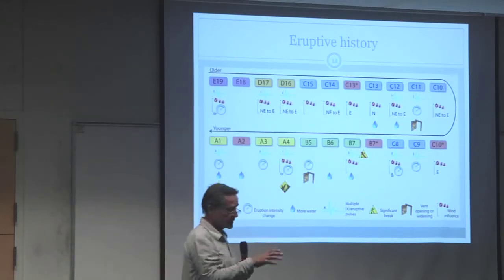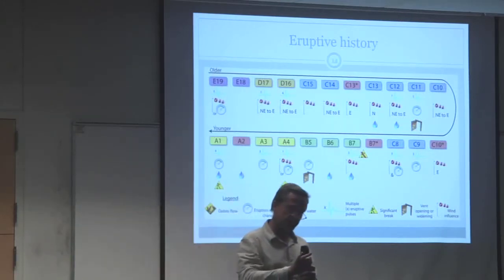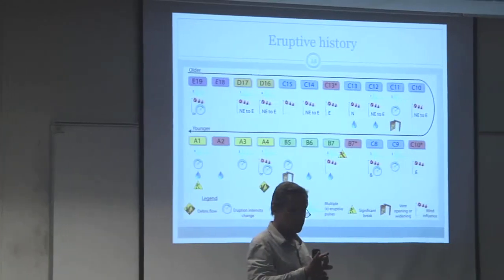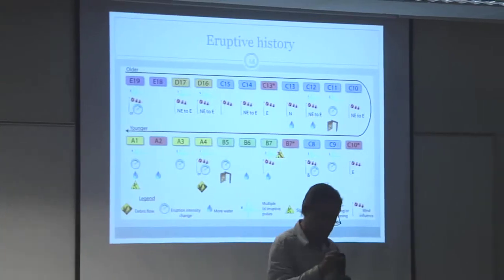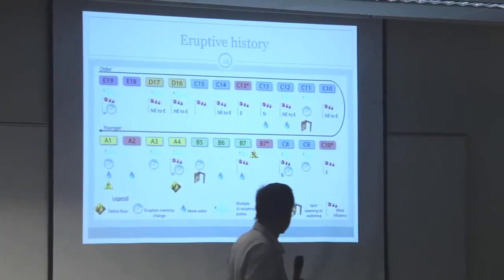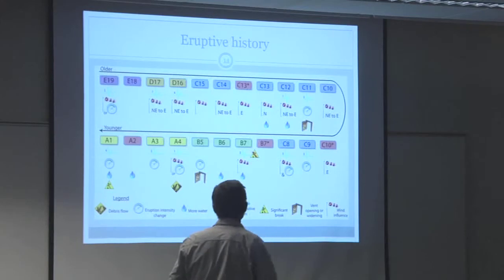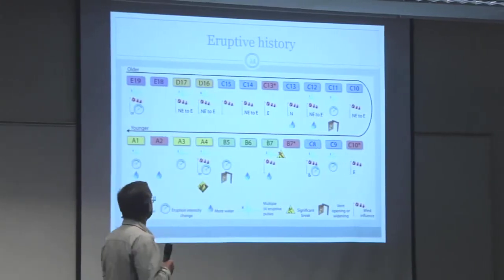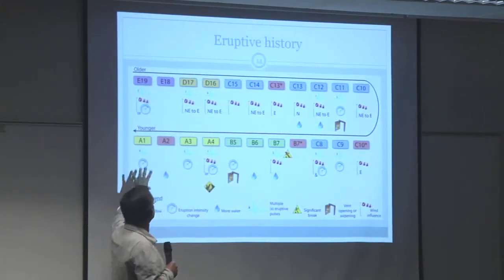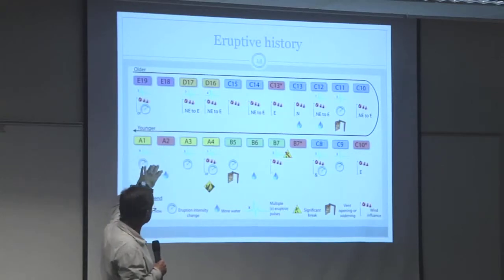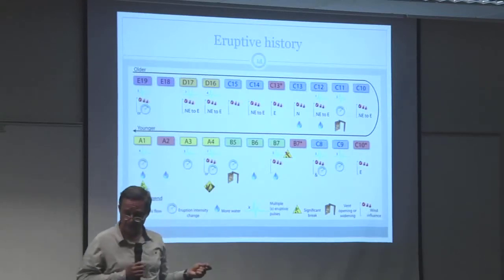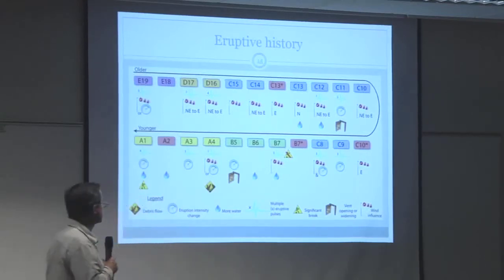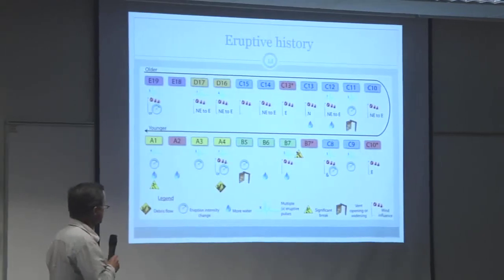So we can begin to get an idea of how large each eruption pulse was, both in terms of volume of material ejected, as well as in terms of magnitude of the eruption in kilograms per second of material coming out of the vent. By looking at the other lithostratigraphic characteristics, particularly the componentry, but also the bedding characteristics, we can get an idea of other parameters that relate to those eruptions at that time.